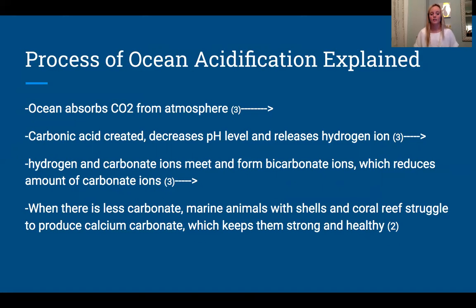When the hydrogen and carbonate ions meet together, that's what forms a bicarbonate ion. And when there are more bicarbonate ions, there's a smaller amount of carbonate ions. Carbonate ions are really important to marine animals. When there are fewer carbonate ions, marine animals with shells, such as mussels, clams, urchins, etc., struggle to reproduce and to build calcium carbonate, and calcium carbonate is what keeps them strong and healthy.